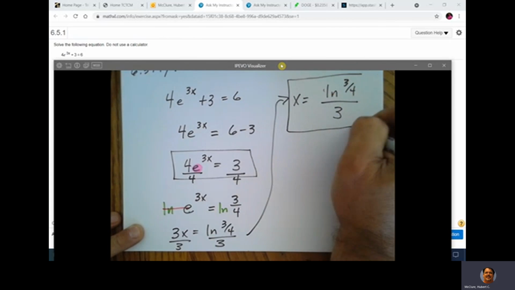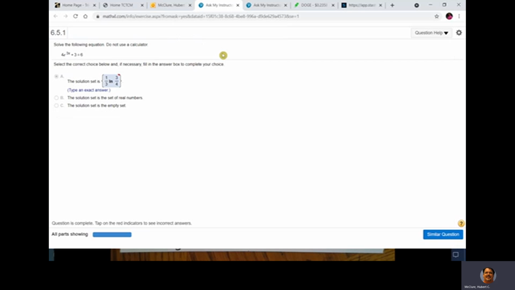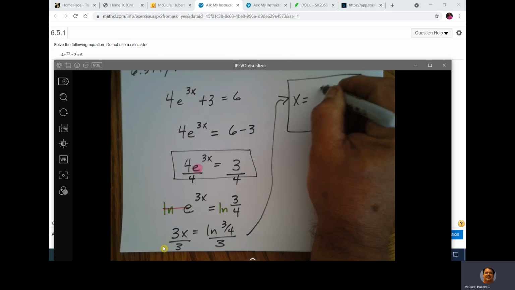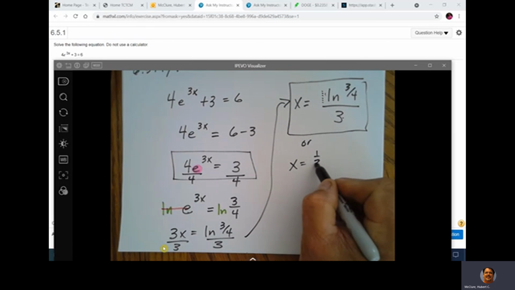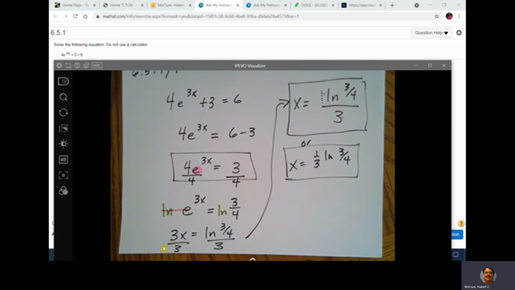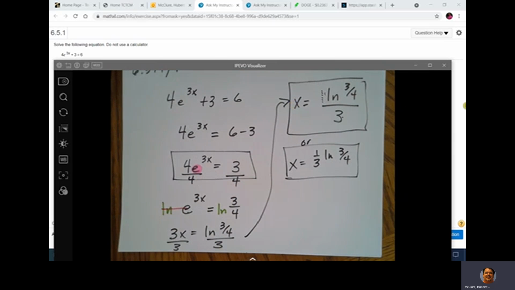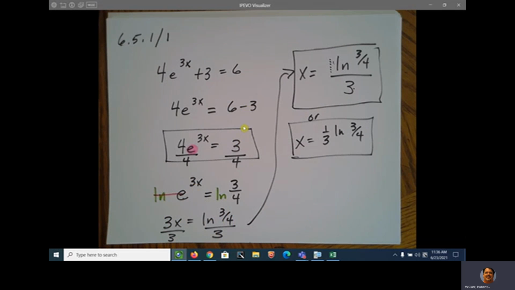Do that in your calculator. And that's what they got, 1/3. I just got the 3 on the bottom. You could put the 1/3 out front, or x is equal to 1/3 natural log of 3/4. You could do it like that. That's your answer. That's a good test question. Anytime you have a natural log or an e and you solve an equation, that's going to be on the test. Okay.